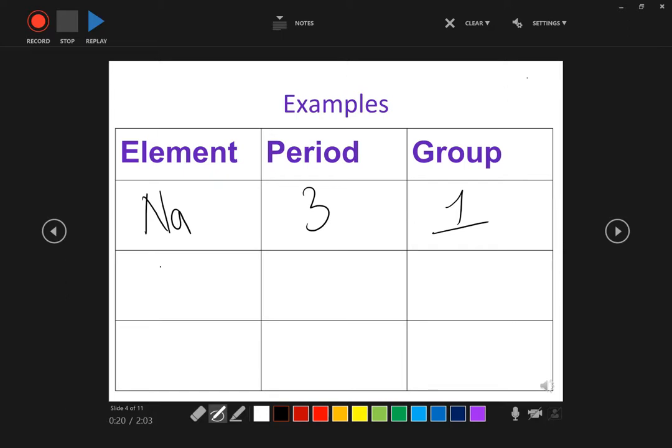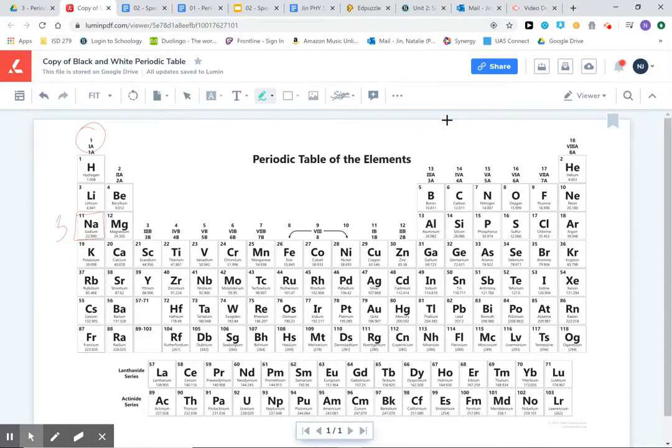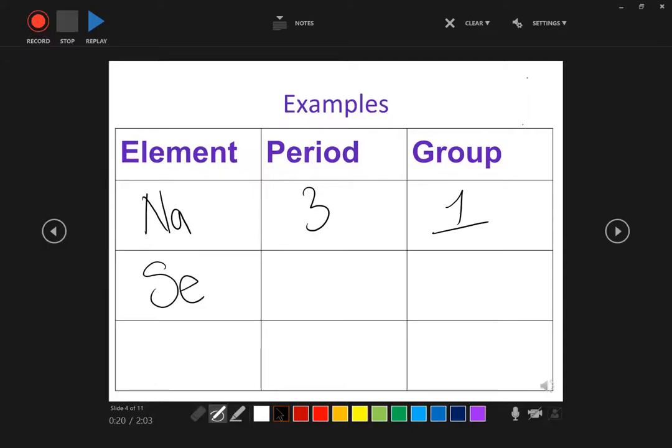Let's take a look for another one. What about Se? Try and find Se on the periodic table. Have you located Se? Se is over on the right-hand side. All right, so what period is it in? Remember, that's the row, so let's count how many rows down it is. 1, 2, 3, 4. So it's in period 4. And what group is it in? It is in group 16. So it was in period 4, group 16.